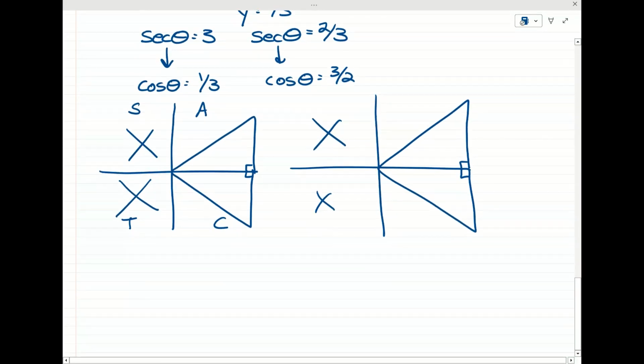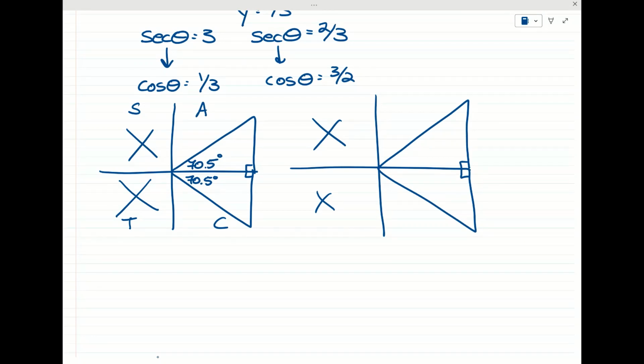I remember the special triangles. In our special triangles, we can't get 1/3. We can get 1/√3, but we can't get 1/3. So you could always just take out your calculator and type in inverse cosine of 1 divided by 3, making sure you're in degree mode. And my calculator is telling me it's 70.5. And that's the reference angle that the calculator tells you. Technically, that's called the arc cosine. We talked a little bit about that. So 70.5 is the reference angle.